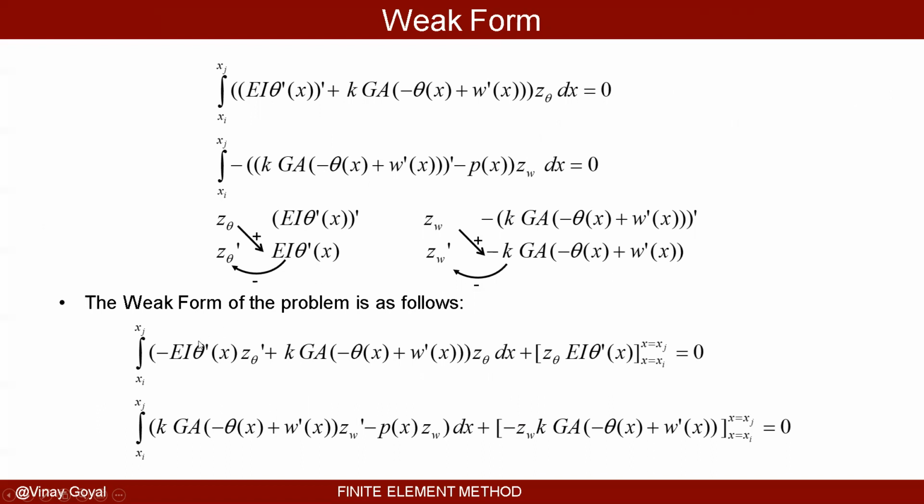And so what you see here is I have this one at the bottom that replaces the top here. And you can see that's what has happened here. And then I have this term that goes here the same way, nothing changes, dx. And then I have this boundary term that came from this cross term, z theta times EI theta prime, evaluated at the boundaries equals 0.